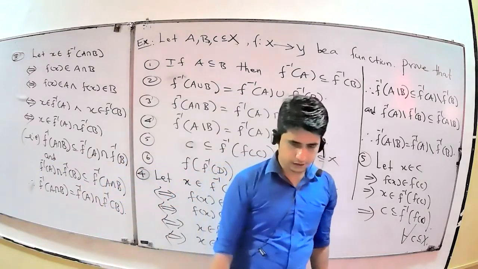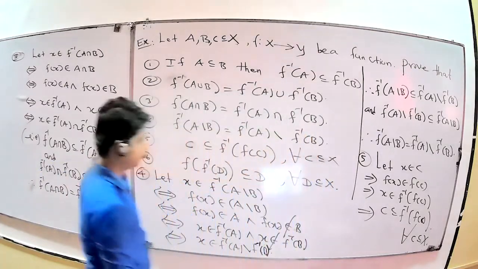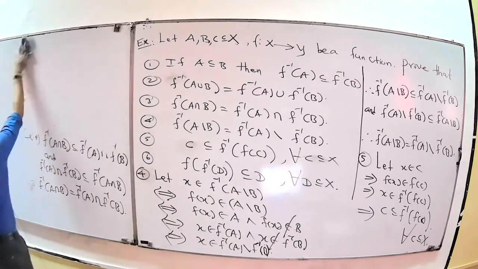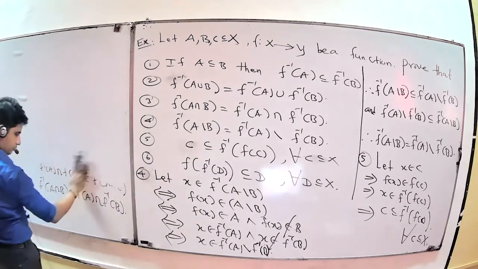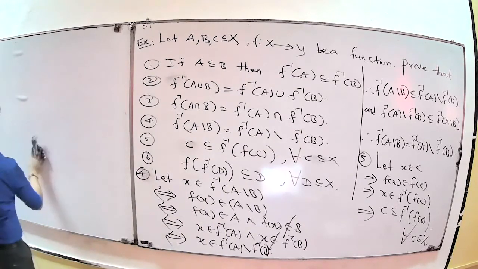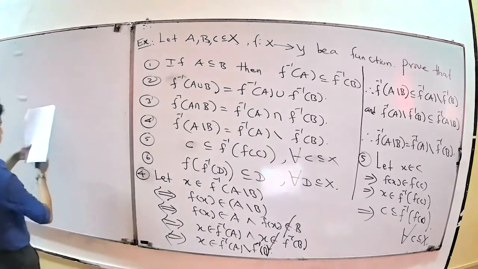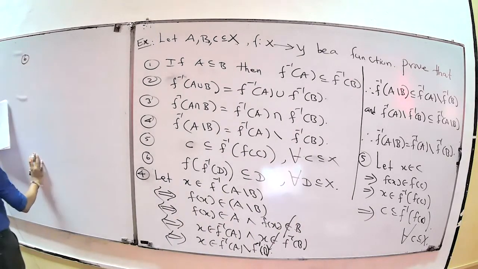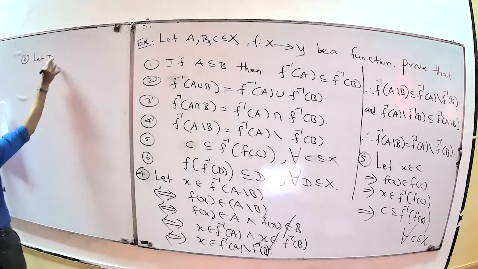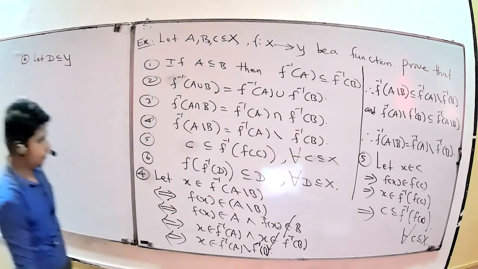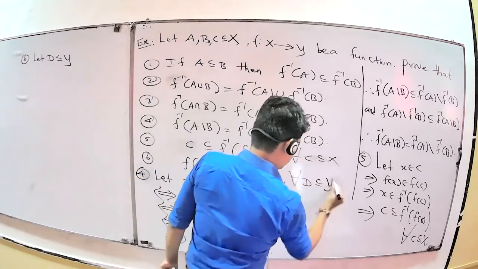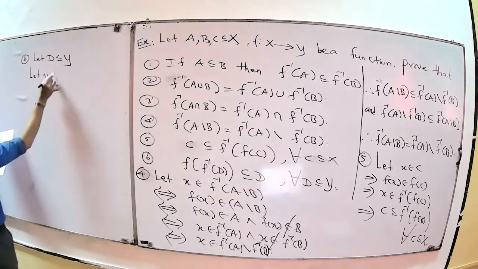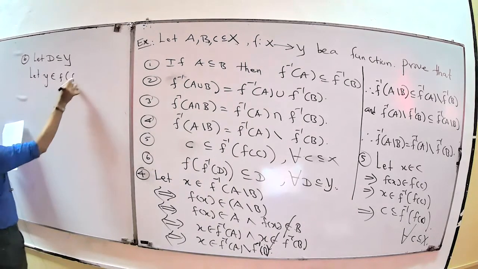For all C subset of X. Now part 6: let D be a subset of Y. Sorry, here D subset of Y. Let one of the elements y belong to f of f inverse D.